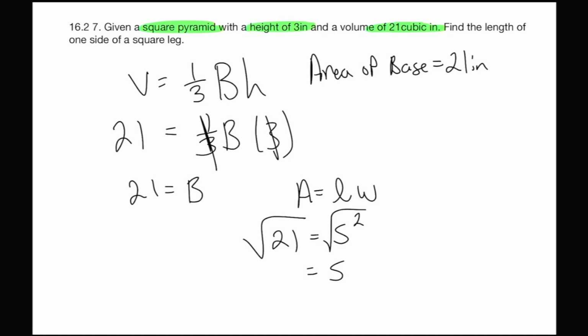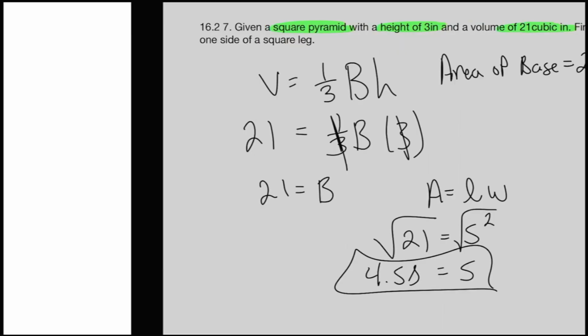So this is going to be the square root of 21. I believe it's gonna be 4.58. So the side of my square base is going to be 4.58. So let's go back to this one now.